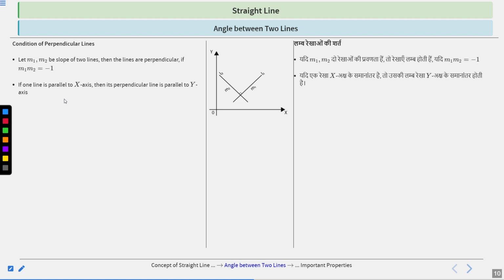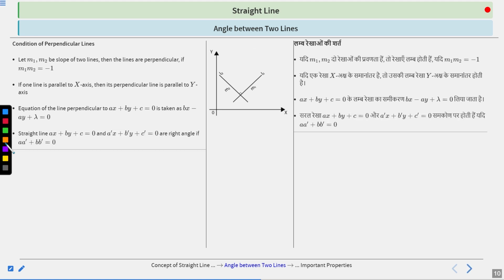Got it? Next, the equation of the line perpendicular to ax plus by plus c equal to 0 is taken as bx minus ay plus lambda equal to 0. You have to remember this. Clear? So suppose you have a line having equation ax plus by plus c equal to 0, then any line perpendicular to it can be taken as bx minus ay plus lambda equal to 0.